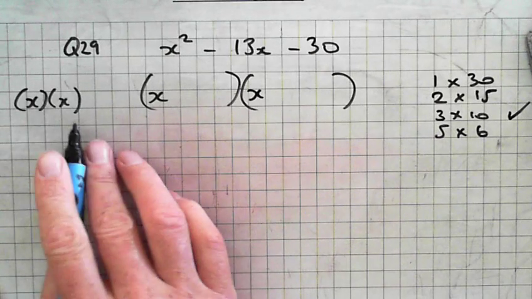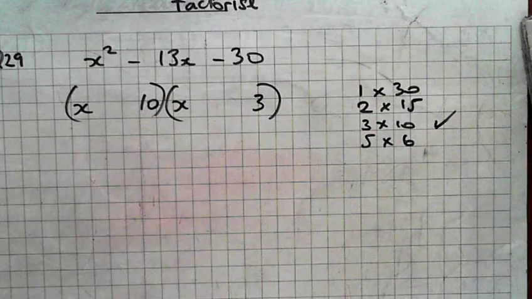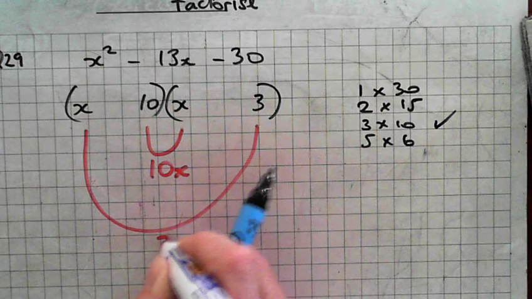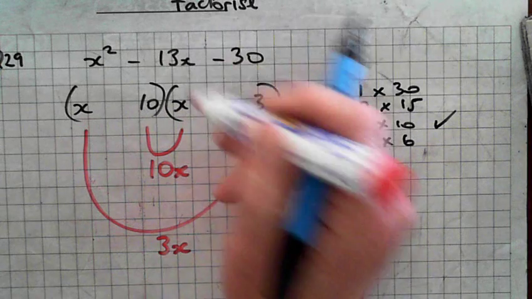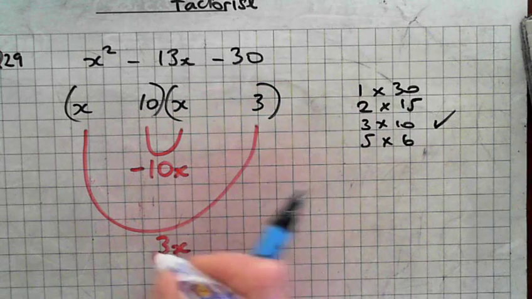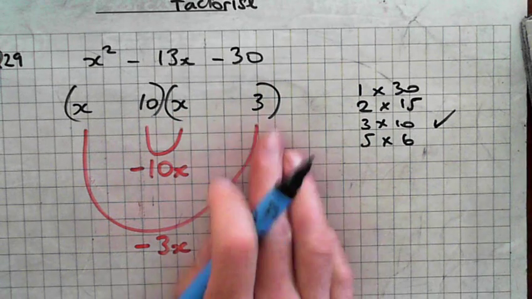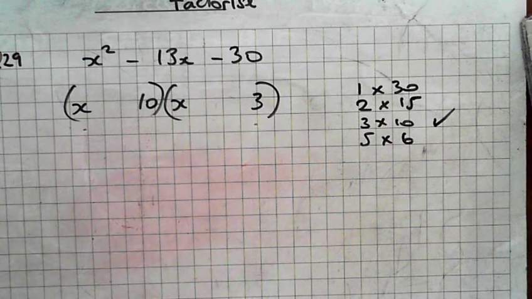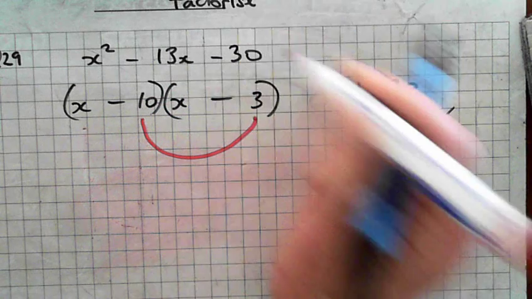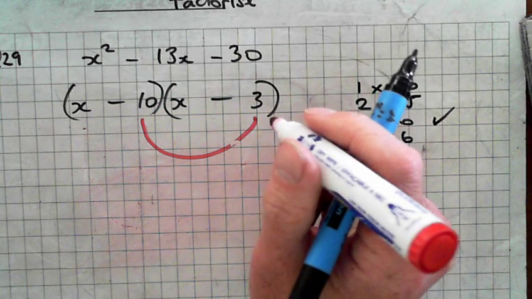So the two factors, x and x, go in first. And then 10 and 3. Do your test. 10 times x is 10x. X times 3 is 3x. How do I get minus 13? Minus 10, minus 3. Add those two on the number line and you get minus 13x. Okay, so that's okay so far. And the final test: multiply minus 10 times minus 3 and I get minus 30. So the final test didn't work.